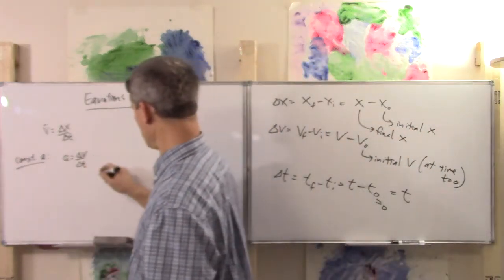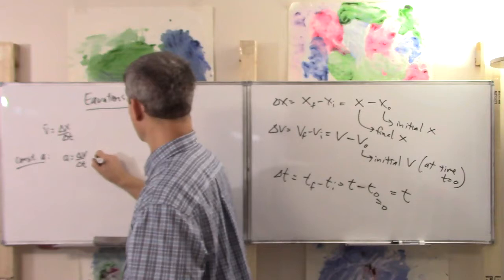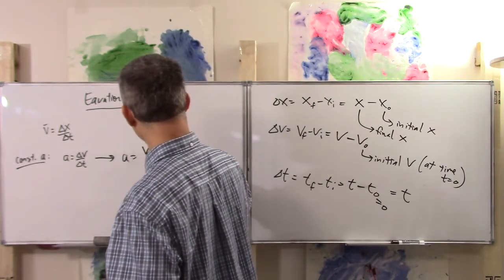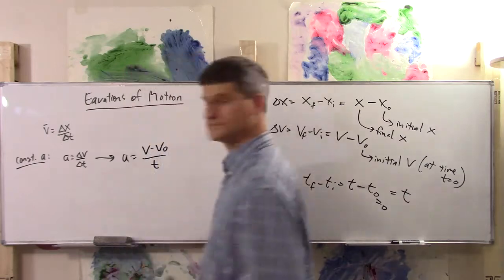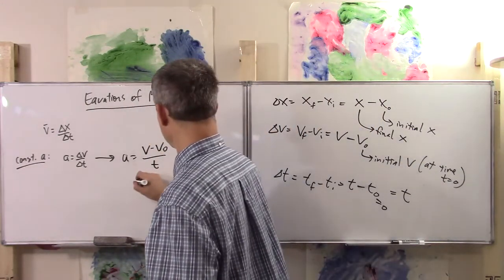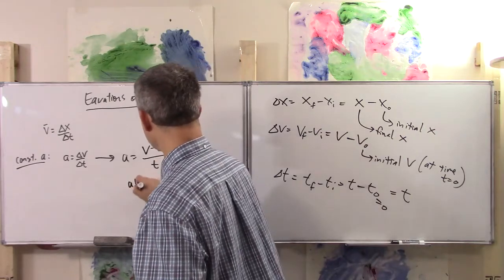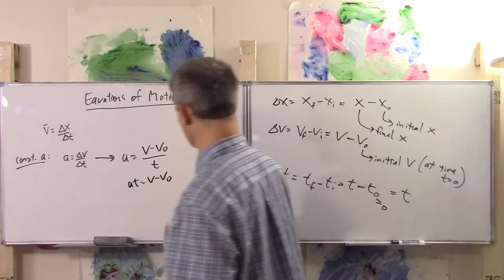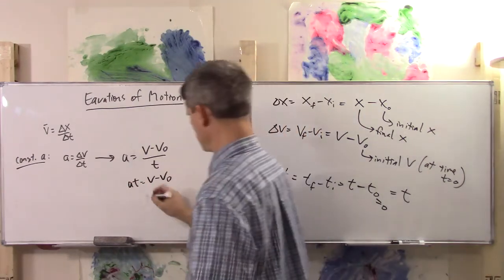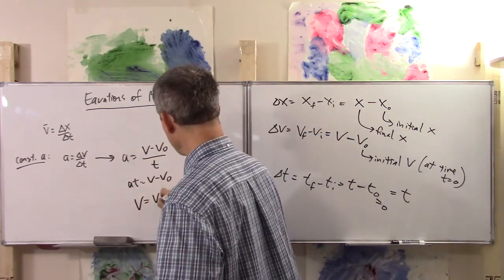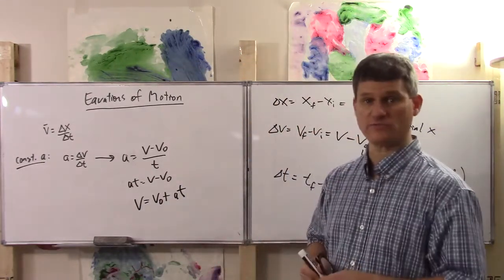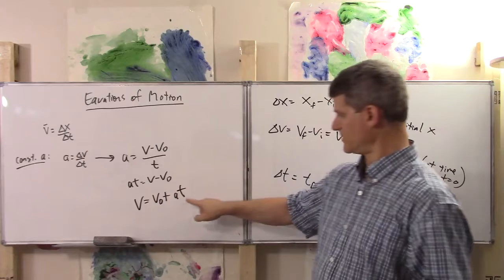So let's look at this one. So we have acceleration equals v minus v0 over t. So let's arrange it for v. So basically we get at equals v minus v0. I'm going to add v0 to both sides and flip it all around. So v equals v0 plus at. So that's our first equation of motion. That is the velocity as a function of time.